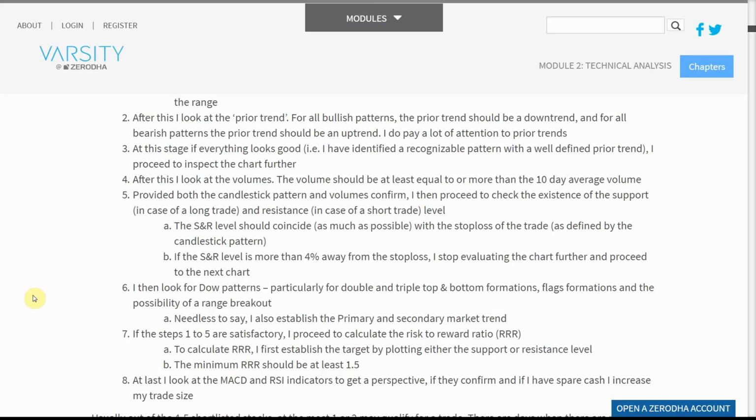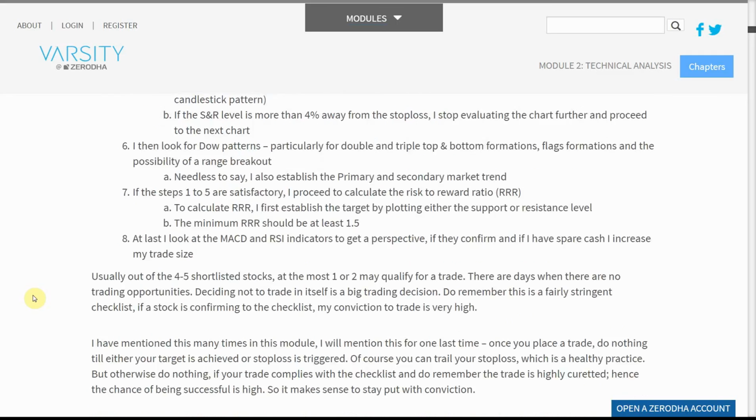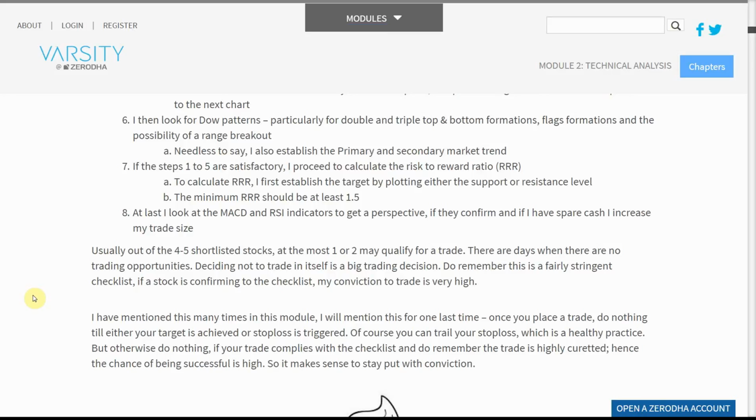I then look for chart patterns, particularly double and triple top and bottom formations, flag formations, and the possibility of a range breakout. Needless to say, I'd also establish the primary and secondary market trend. If steps 1 to 5 are satisfactory, I proceed to calculate the risk-to-reward ratio, RRR.